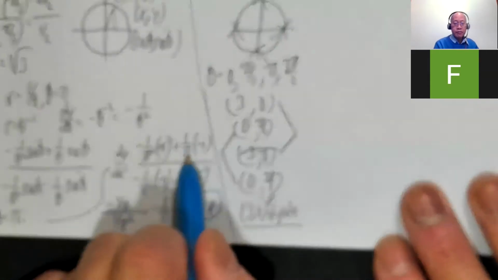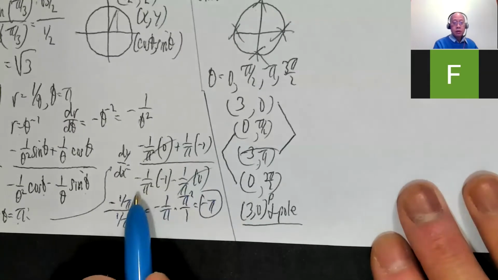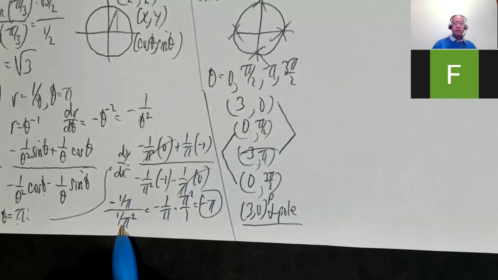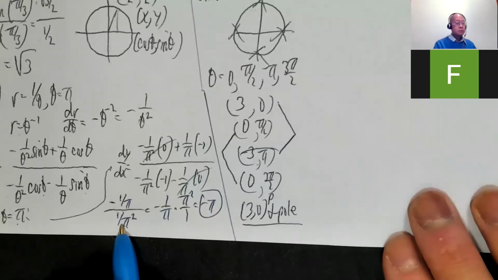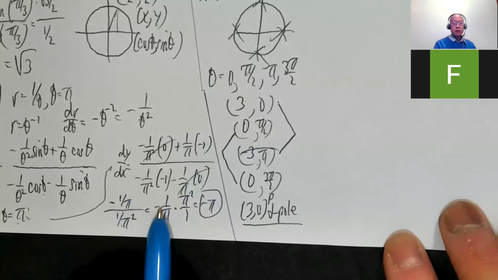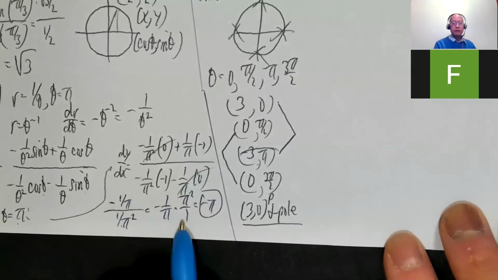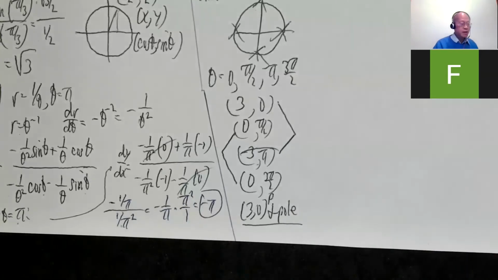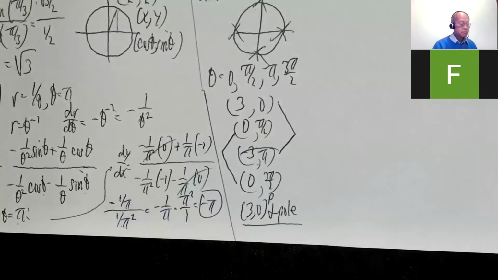I got negative 1 over pi over positive 1 over pi squared. And if you divide by a fraction, you multiply by the reciprocal. So negative 1 over pi times pi squared over 1. So the final answer is negative pi. All right, so that's that.